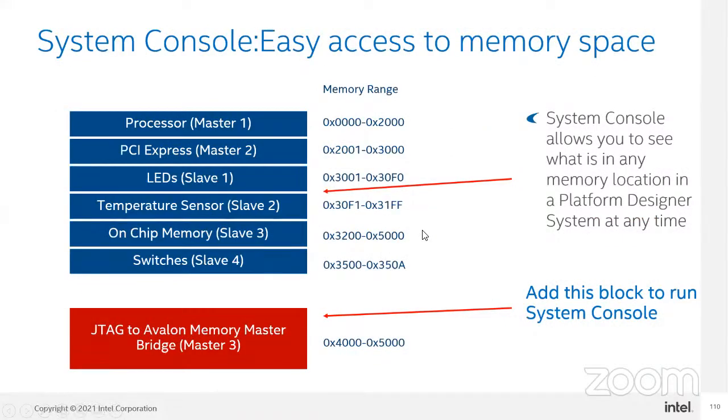We can solve this problem with the help of the System Console. System Console allows you to see what is in any memory location in a Platform Designer system at any point of time. That's what I'm going to show you in lab demo 2, where I'm going to integrate both Signal Tap as well as System Console in a single lab, which will help you get an idea of what is happening inside the design.